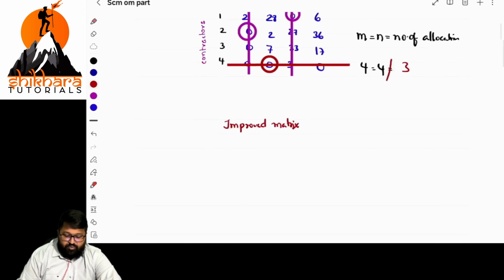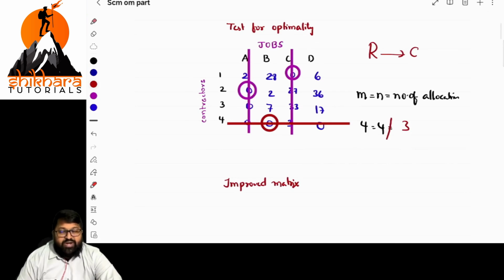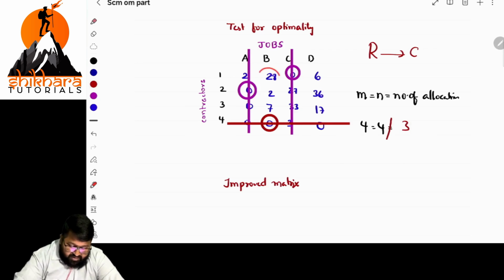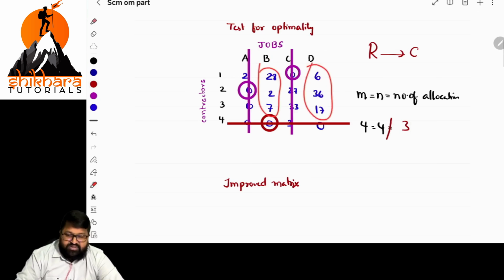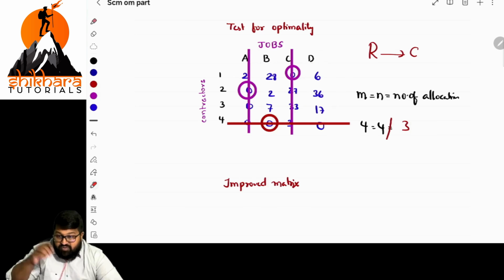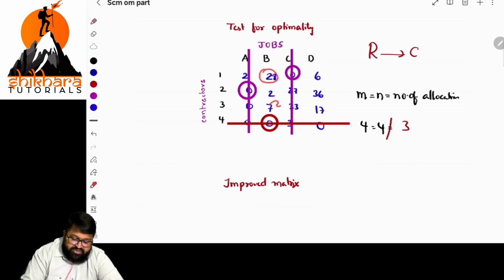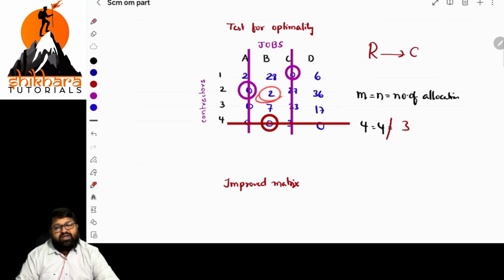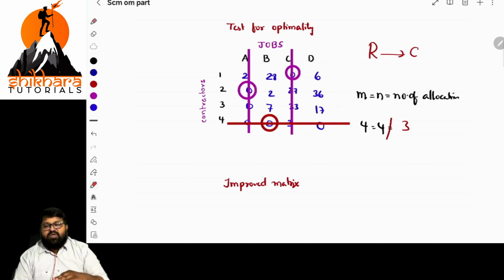In the case of improved matrix, we need to identify the least element from the uncovered elements. These are the uncovered elements, no? These totally 6 elements are uncovered. Among these, identify the least element. Is it 28, or 2, or 7? 2 is the least of all these uncovered elements. So this 2 should be identified.